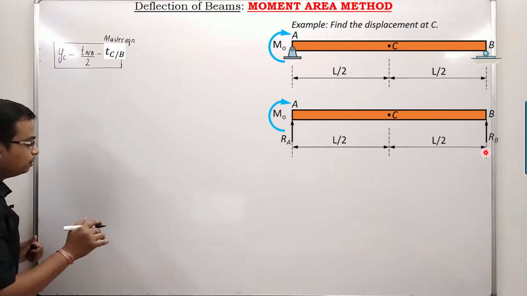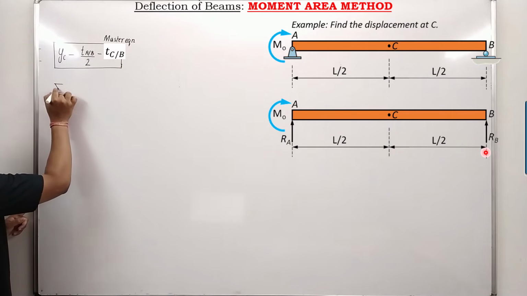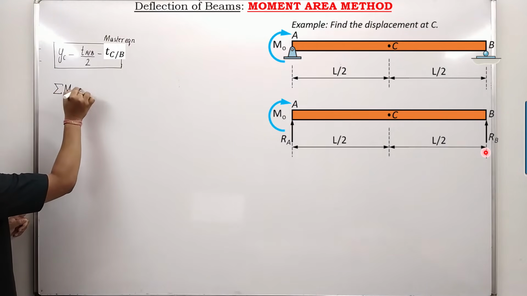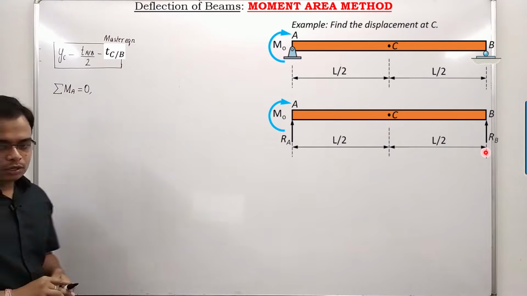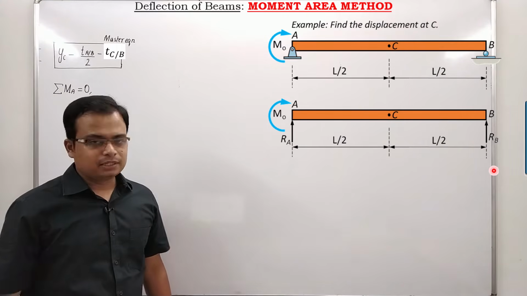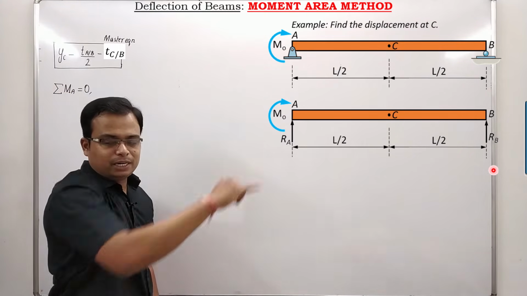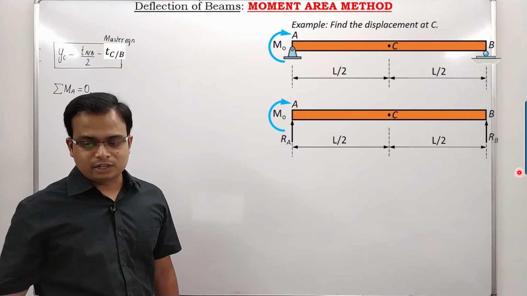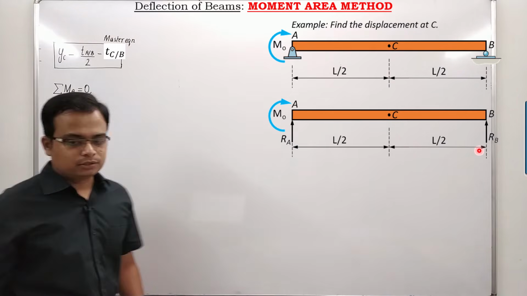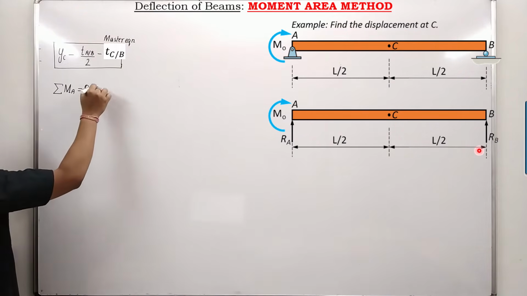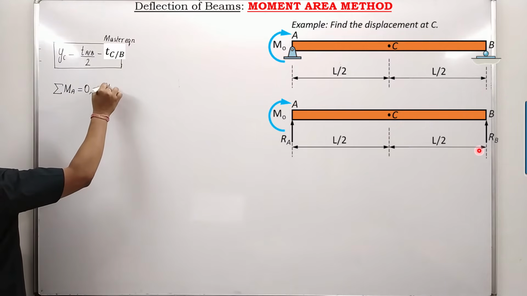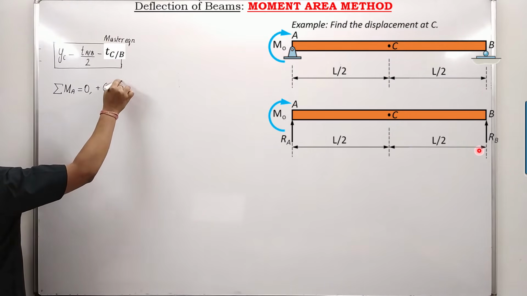It's going to be very simple. What you can do is summation of moments about point A equal to 0. And if you watch this RB, isn't this anti-clockwise? With respect to this point, this is anti-clockwise. So RB multiplied by L, that's positive for you. Anti-clockwise positive, RB times L.